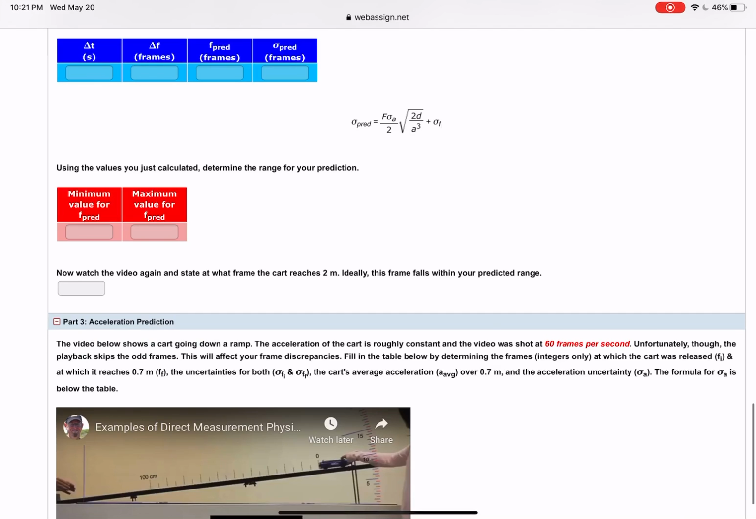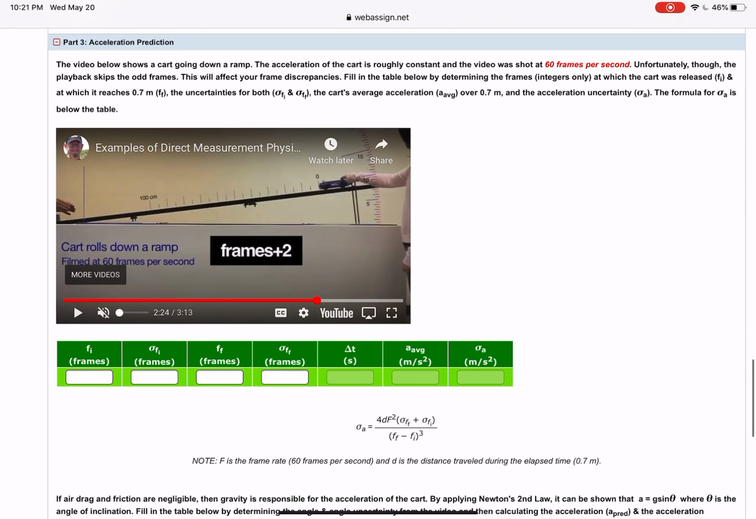Then for part 3, this is a cart going down a ramp. And just like the guy on the cart, the motion here doesn't start at frame 0, so you have to figure out what frame the cart actually starts moving, and the uncertainty. And you want to find the frame at which it gets to the 70 meter mark. Then you'll get the elapsed time, use kinematics to get the average acceleration, use the formula there to calculate the uncertainty of the acceleration. This video was shot at 60 frames per second.